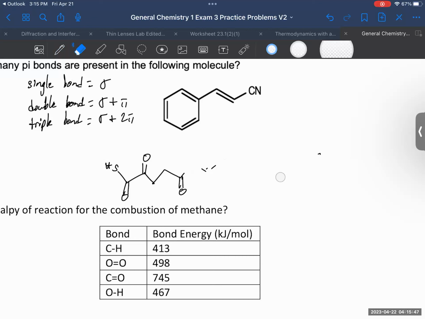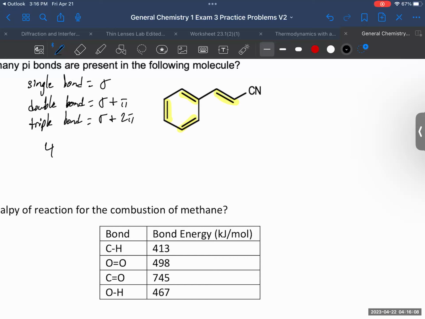What I like to do first for questions like this is count out the number of pi bonds first, because that's easier. So I know that we have 1, 2, 3, 4 double bonds in this molecule. So how many pi bonds is that? That's 4. So 4 pi bonds so far. And then I know that this guy isn't fully drawn out, but what is that really? So how many pi bonds is that? So in total, we have 6 pi bonds.